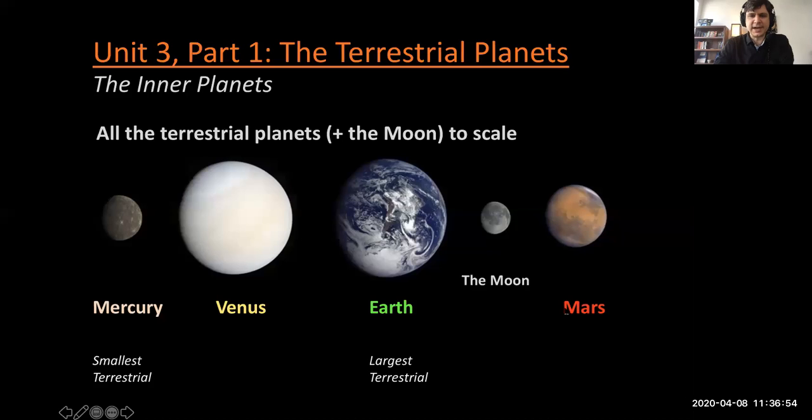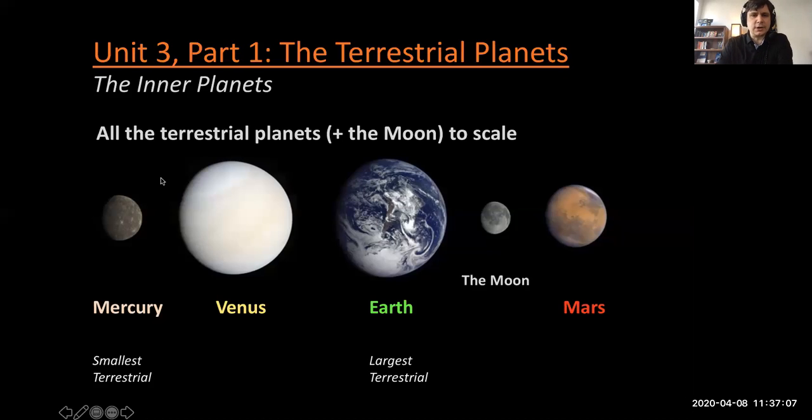To start the tour, I want to go ahead and take a look at all of the terrestrial planets gathered up together, plus the moon, so we can see what they look like. And we can see how large they are because all of these images are scaled correctly to size. So let's take a quick look.